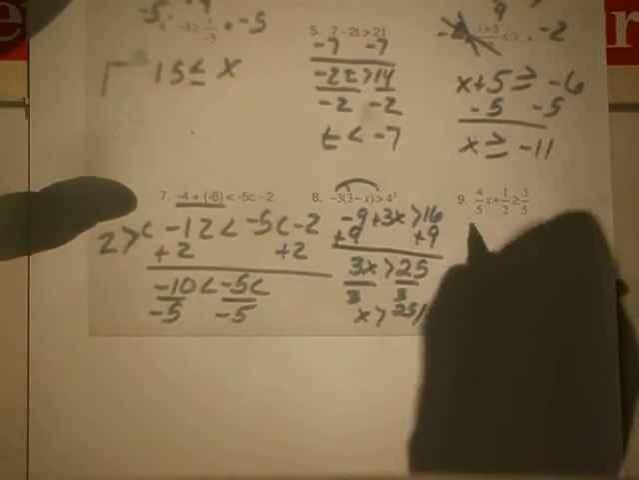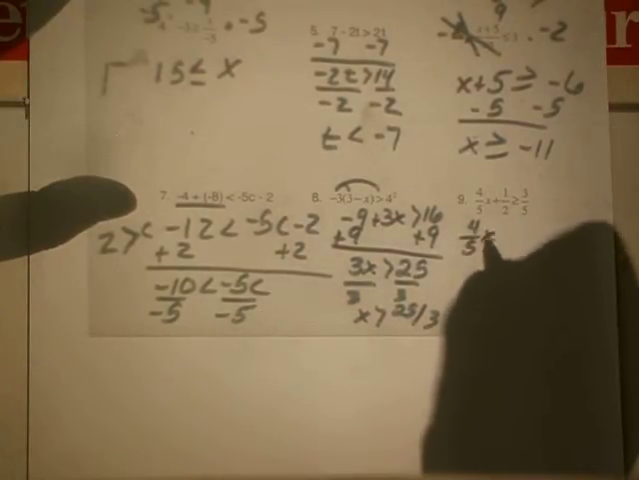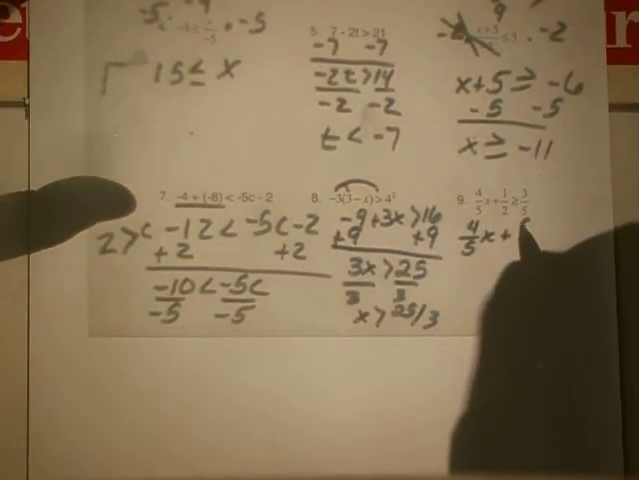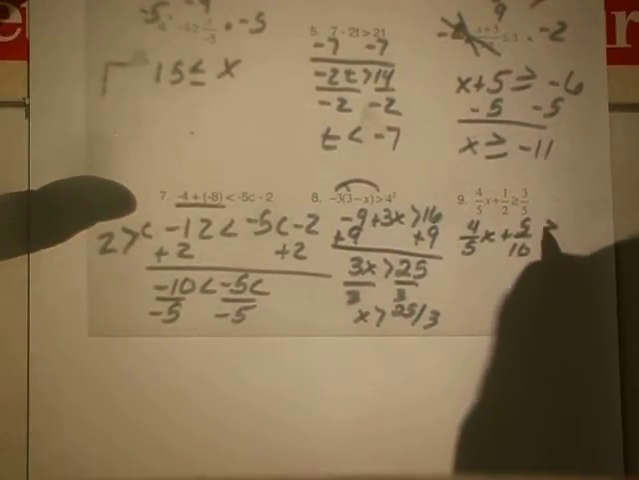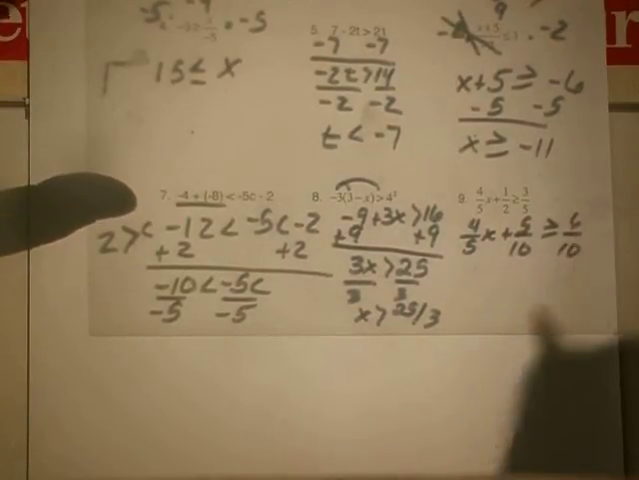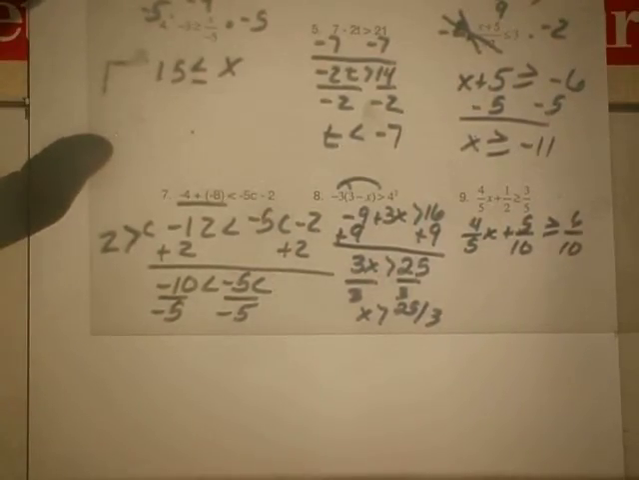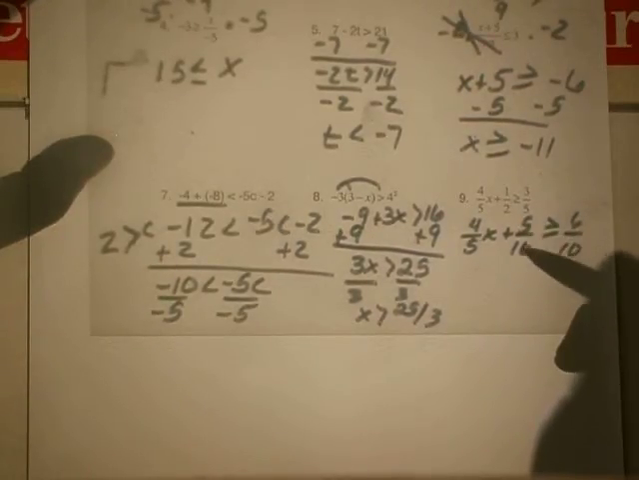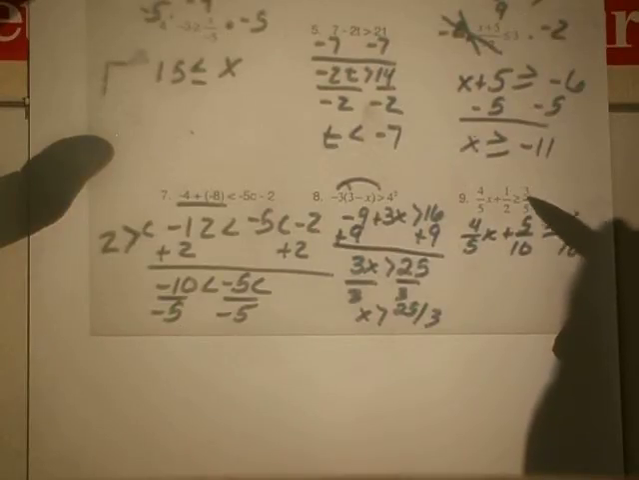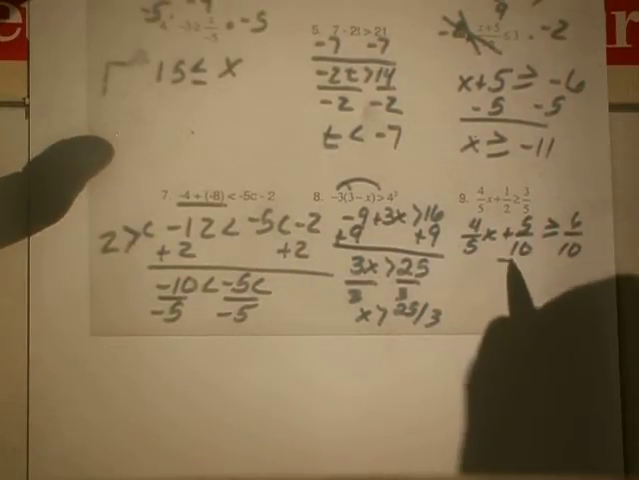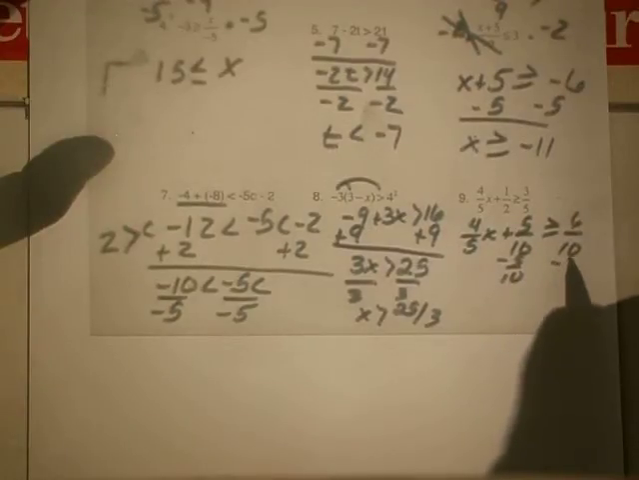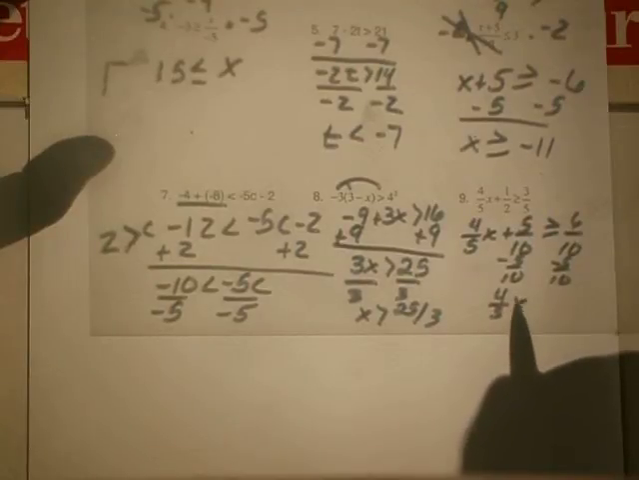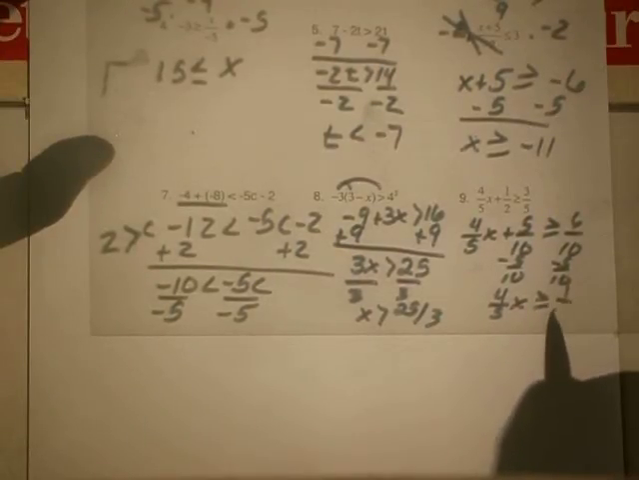Number 9, I'm going to rewrite this equation, and I'm going to change the second two fractions. 1/2 I'm going to make 5/10, and 3/5 I'm going to make 6/10. So the first fraction, right here, I multiplied the top and the bottom by 5 to get 5/10, and right here I multiplied the top and the bottom by 2. So we subtract 5/10 from both sides, and you end up with 4/5 x is greater than or equal to 1/10.